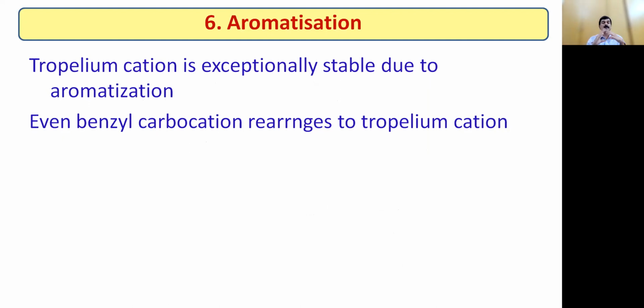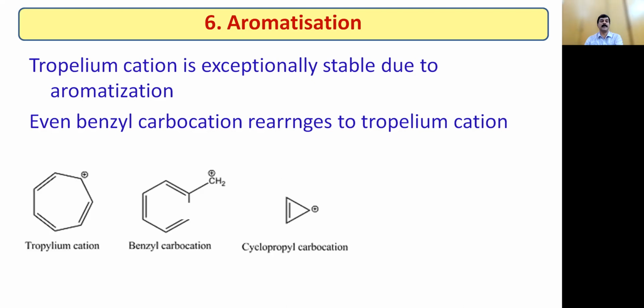So anywhere, if some species, could it be a molecule, could it be a radical, or could it be a charged species like a cationic or anionic, if it is going to acquire aromaticity, definitely that is going to have more stability. So therefore, aromatization will enhance the stability.